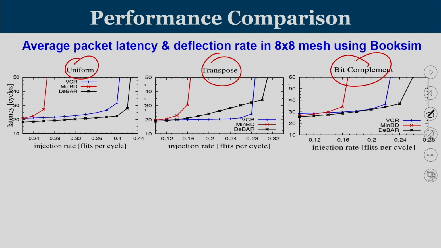As the packet injection rate is increasing, you can see in the graph, the y-axis is the average packet latency. That is, approximately how many cycles a packet is going to take in the network. So, the packets are generated in the network, they are going to travel through the network, and approximately how much time a packet will take. So, it is typically known as a load versus latency graph or injection rate versus latency graph.